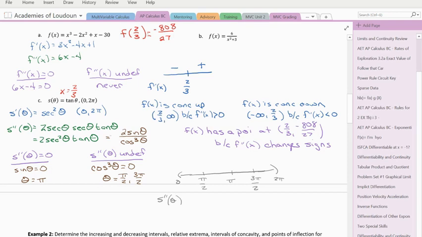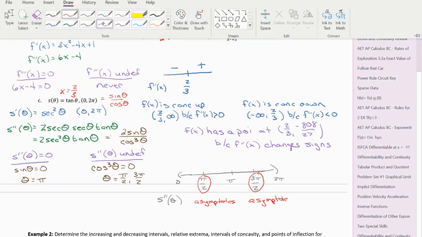So as we look at this, we know that our function is undefined at pi over 2 and 3 pi over 2. So these cannot be points of inflection. We know that these are going to be asymptotes. And if you remember, tangent theta is the same as saying sine theta over cosine theta. So we know that the function is undefined at pi over 2 and 3 pi over 2.